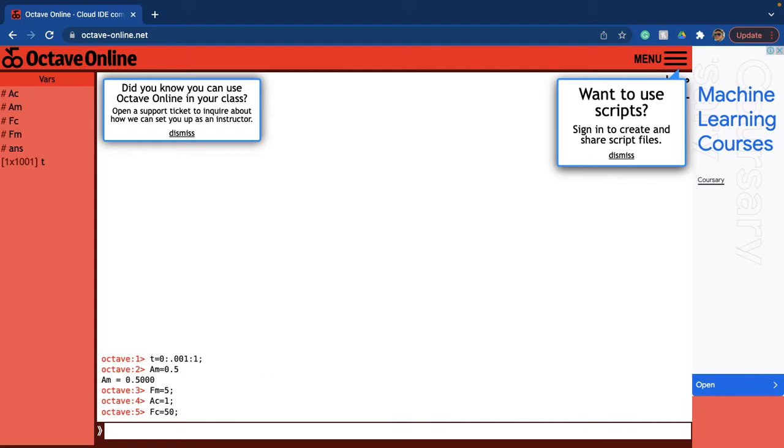Now, let's introduce the instantaneous value of the modulating signal. It is equal to Am sine omega m t. So it is taken as Vm is equal to Am sine, where omega is 2 pi fm. This is the instantaneous value of the modulating wave.